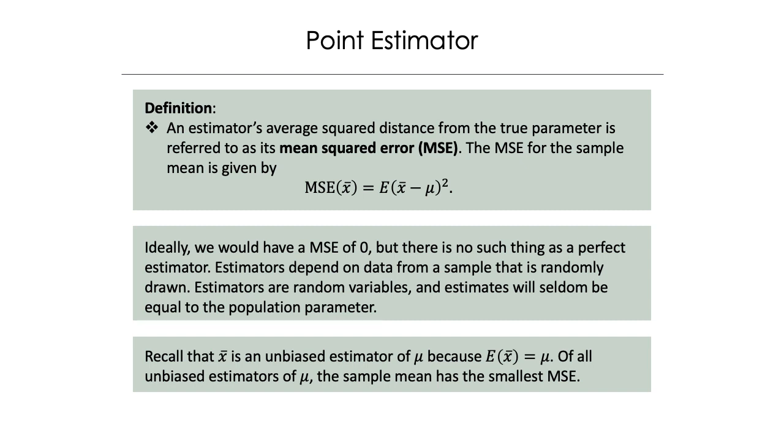Estimators depend on data from a sample that is randomly drawn. Estimators are random variables, and estimates will seldom be equal to the population parameter. Recall that x bar is an unbiased estimator of mu because the expected value of x bar is equal to mu. Of all unbiased estimators of mu, the sample mean has the smallest mean squared error.